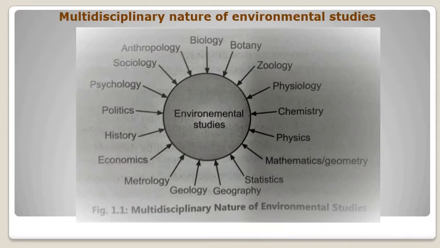Biotic factors are closely related with biology, botany, zoology, physiology, chemistry, physics, mathematics, statistics, anthropology, and psychology. And abiotic factors like soil, air, water, energy, and light are related with geography, geology, meteorology, and geophysics. All these subjects belong to a major field, that is earth science.